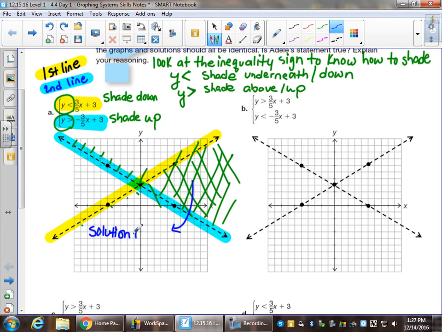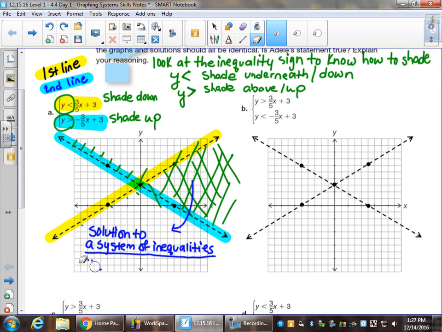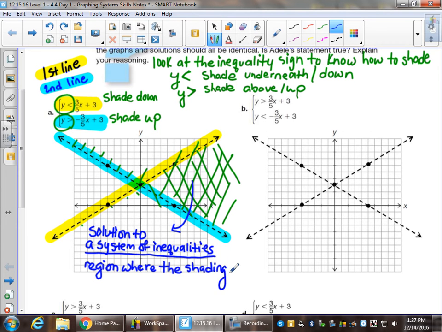Solution to a system of inequalities is where the region where the shading overlaps. Because if we think about it, the shading for one line represents the solution side for that line. The shading for the other line represents the shading for that second line. So where they overlap is where the solutions for each line overlap. So a solution to the system is the entire region where the shading overlaps.